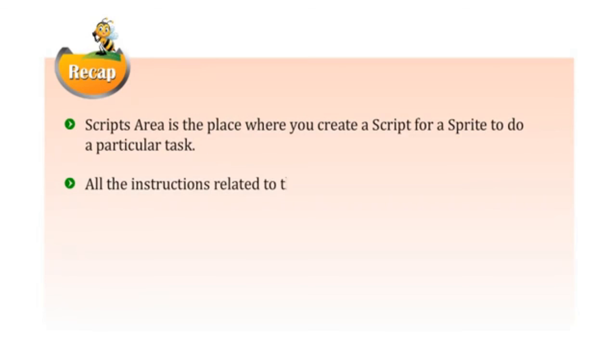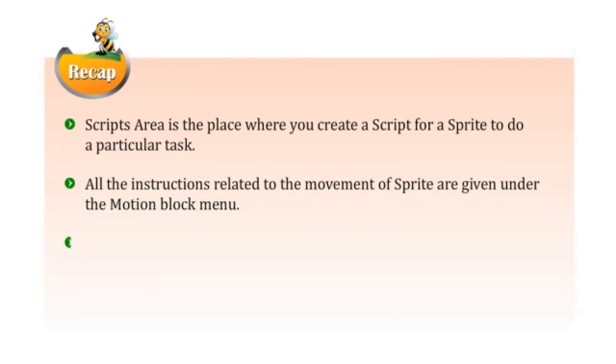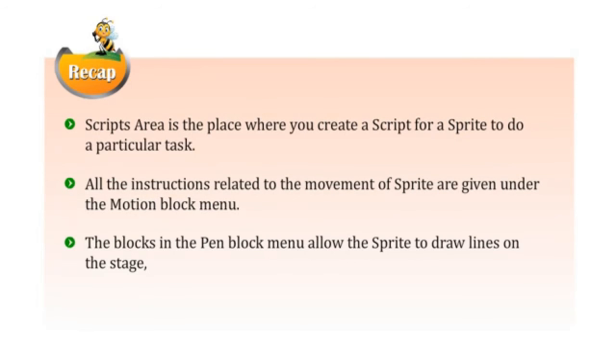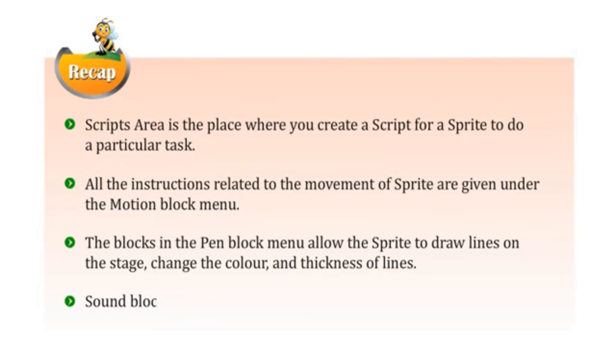All the instructions related to the movement of Sprite are given under the Motion block menu. The blocks in the Pen block menu allow the sprite to draw lines on the stage, and change the color and thickness of lines. Sound block is used to add sound in the project.